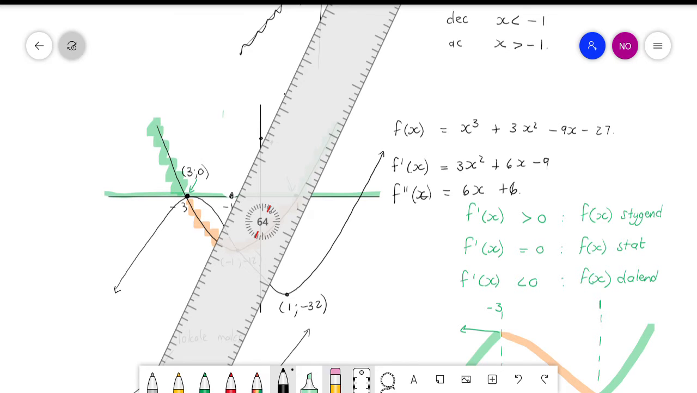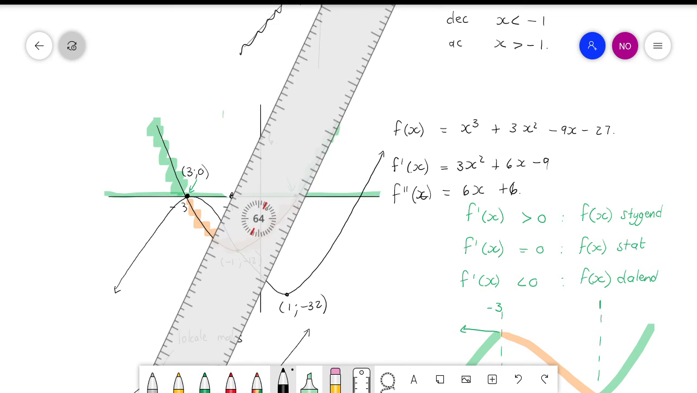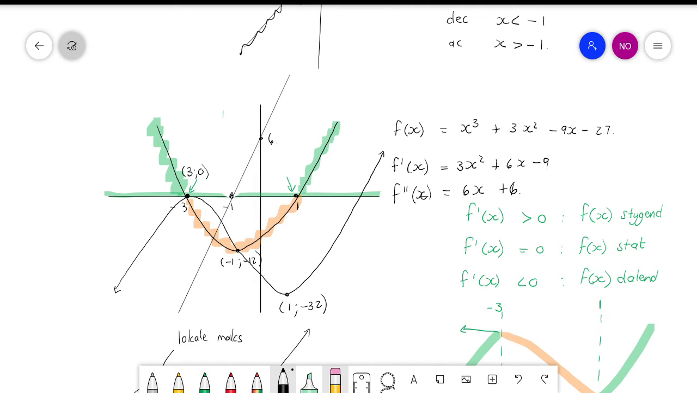Gaan nou mooi lyntjie trekkie. Wag net vir almal om in te wees, dan kan ons die foon afsit. Okay.